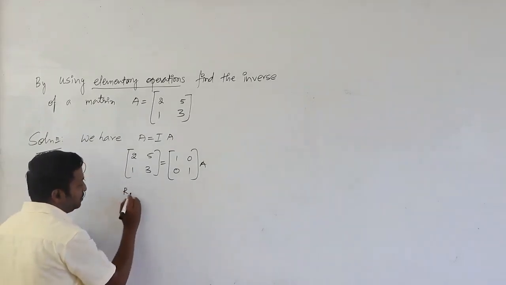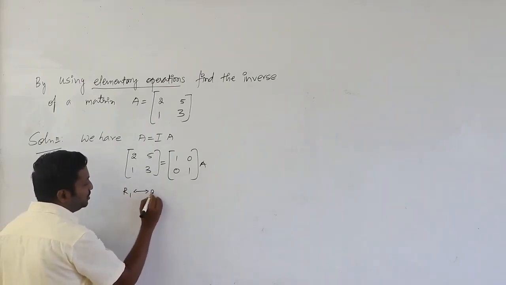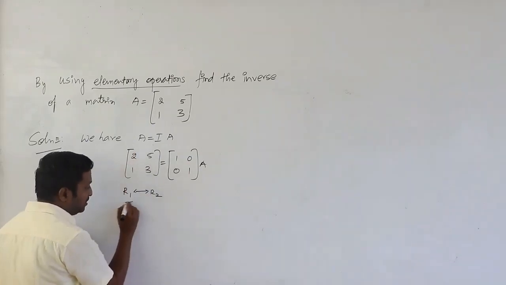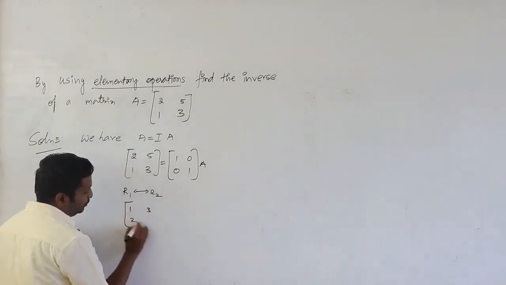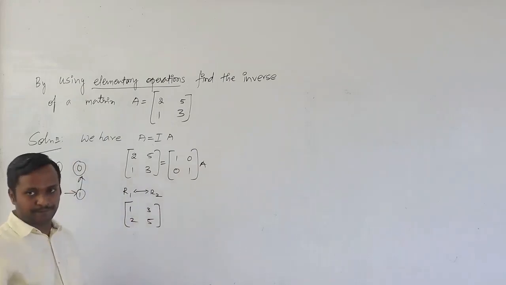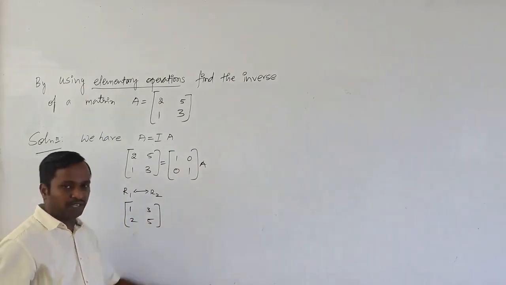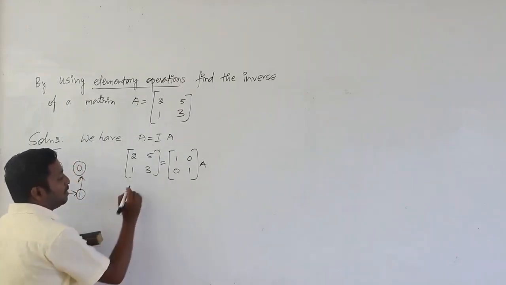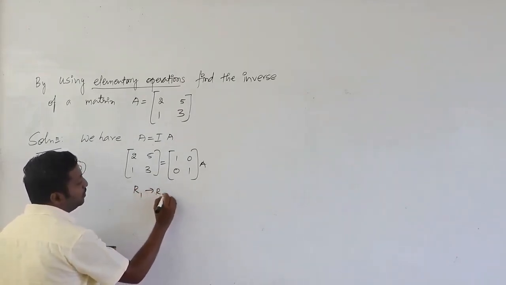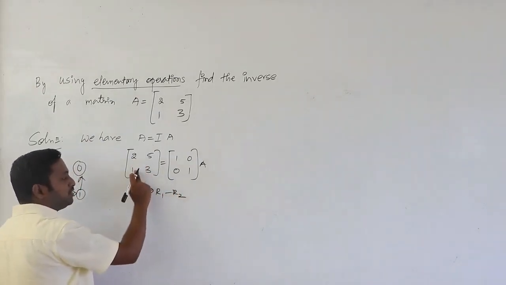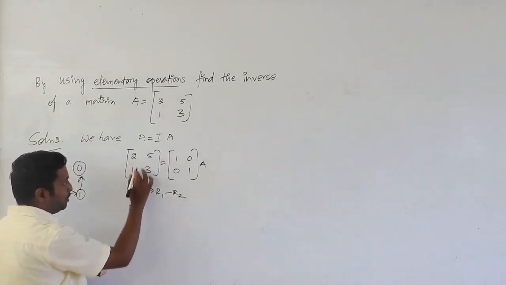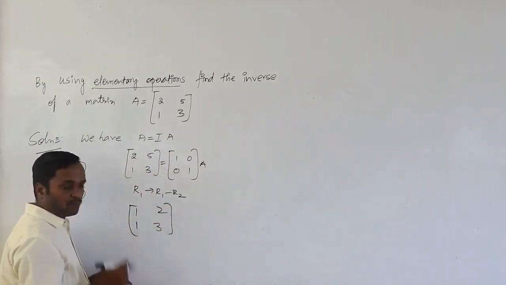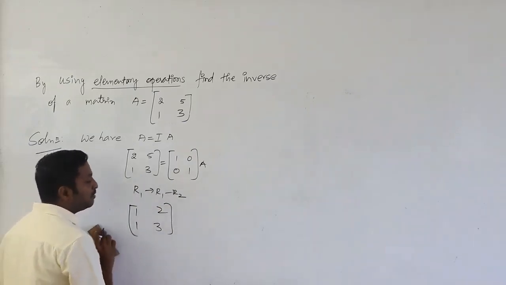As the first operation, I will use R1 interchange with R2. That means what happened? 1, 3, 2, 5. Is it okay? I don't want to complete it now. This is the easiest way. You can make use of another way: R1 replaced by R1 minus R2. 2 minus 1 is 1. 5 minus 3 is 2. This is 1. That is the second way to make it 1.